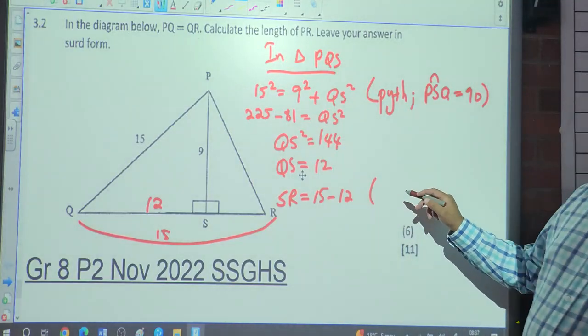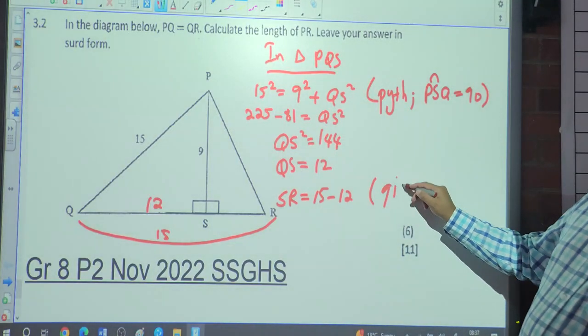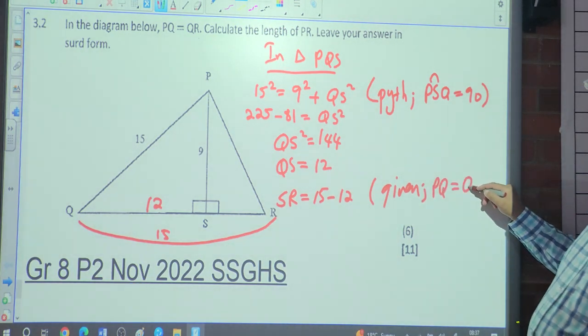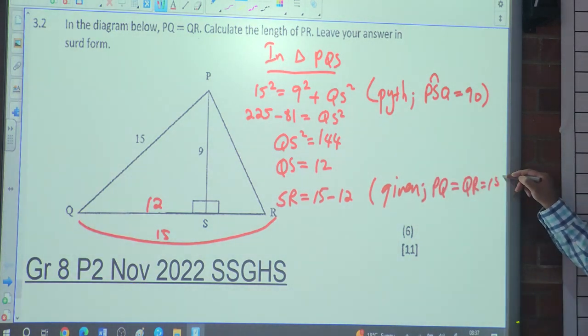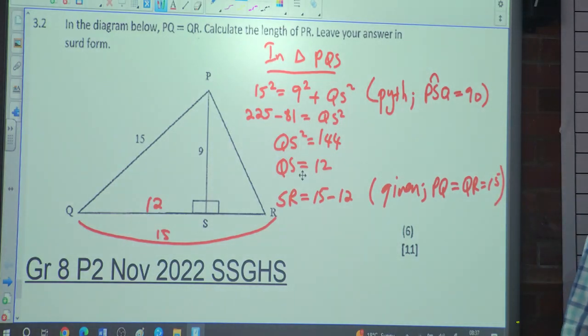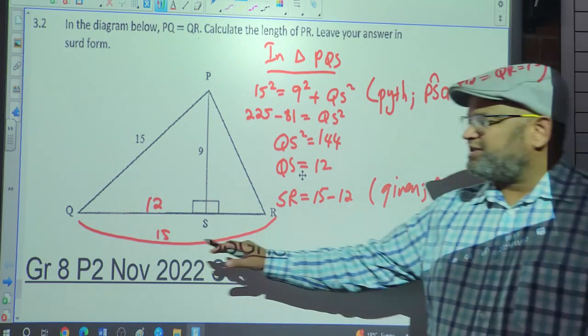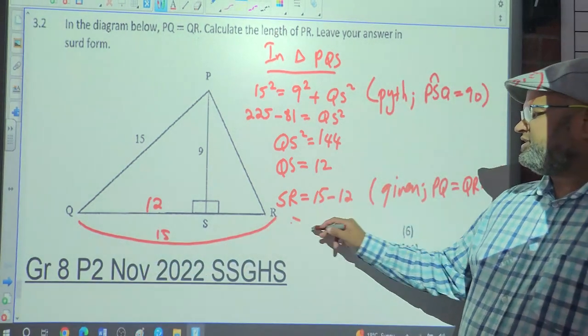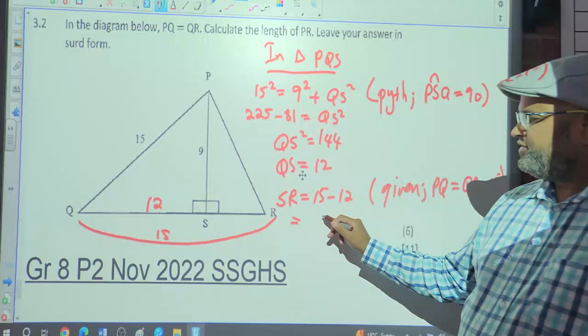Why? It is given that PQ is equal to QR, which is equal to 15. That's your reason: given. Why must I write that? Because it wasn't given on the diagram. And what is 15 minus 12? 3.